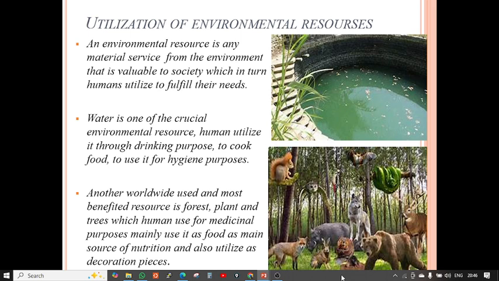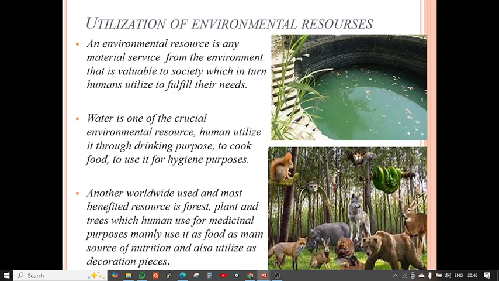Next is the utilization of environmental resources. Environmental resources are material services which can be utilized in different forms, available in a society to fulfill its needs. Every person has different needs. Water is one of the crucial environmental resources. Humans use it for drinking, cooking food, bathing, agricultural fields, sanitary and hygienic purposes, anything. Those are the resources we are utilizing.